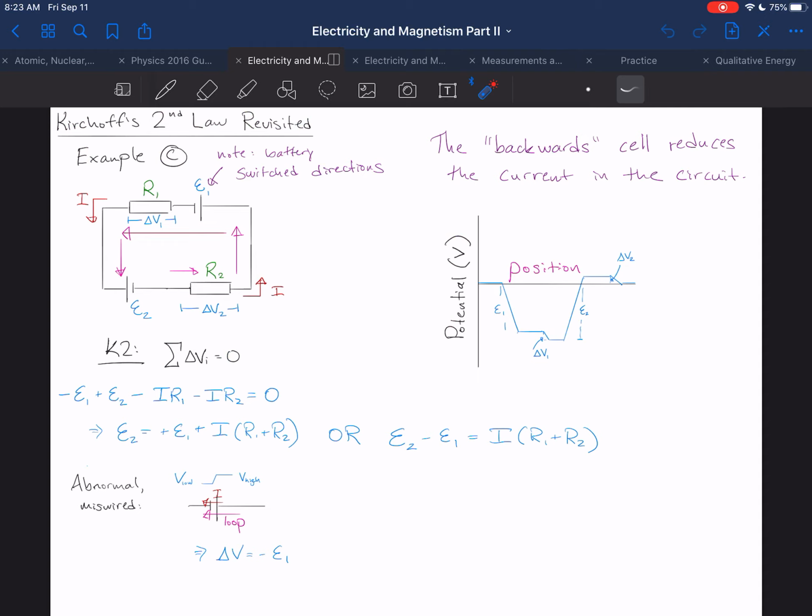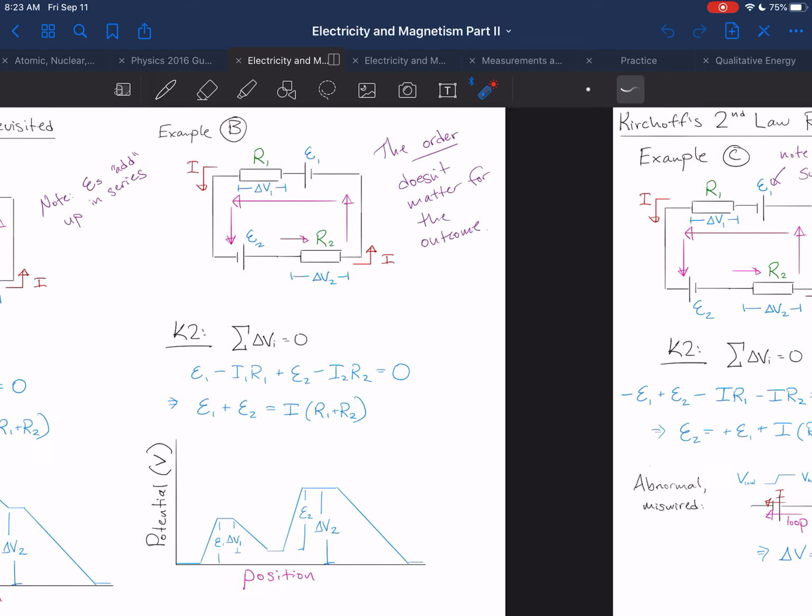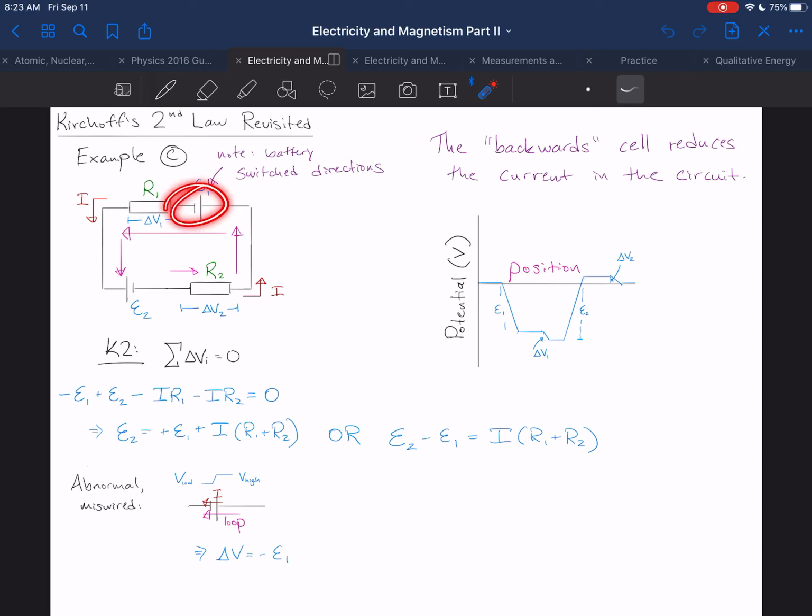All right, now let's take a look at a trickier example, although still semi-intuitive. So now we're going to analyze this circuit. Notice that compared to this circuit, there is one change, which is that this cell, or this battery, has changed directions. So it's reversed in the circuit. That's the only change.